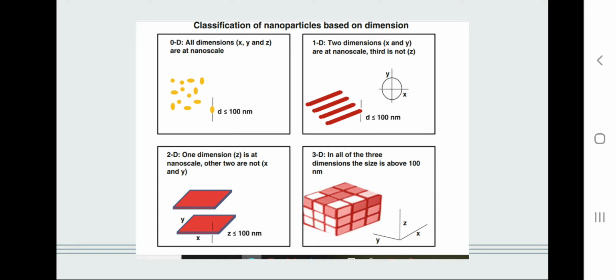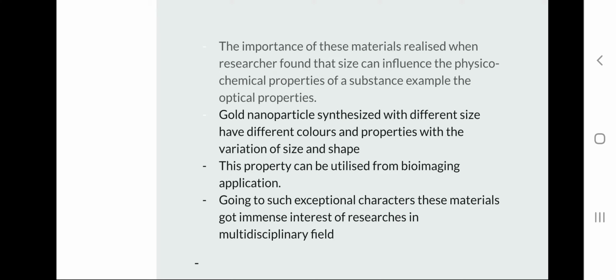And if all the coordinates are not in nanoscale, or are above 100 nanometer, we call it a 3 dimension nanoparticle. The importance of these particles was realized when it was found that the size of a particle can influence its physical and chemical properties. For example, if gold particles were synthesized with different sizes, they have different colors and properties with the variation in size and shape of the nanoparticles.